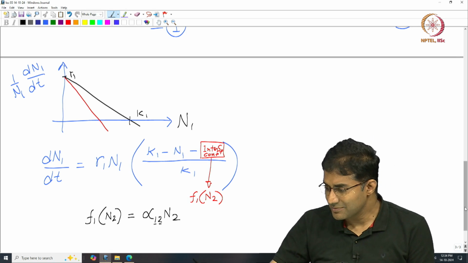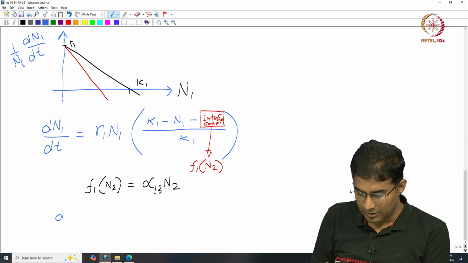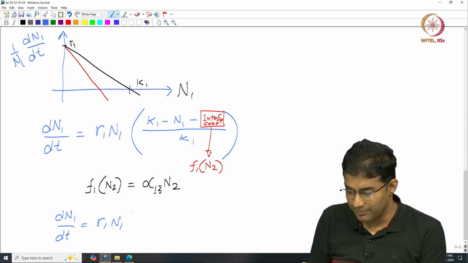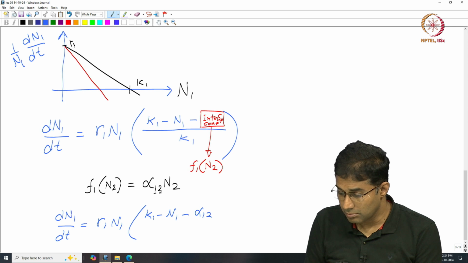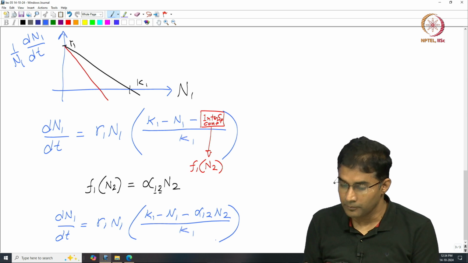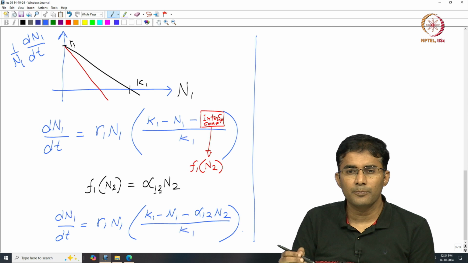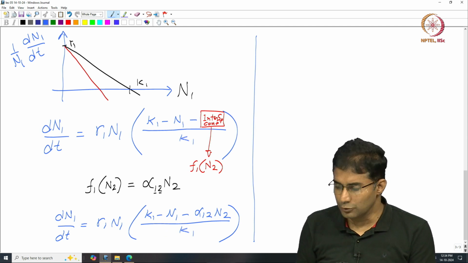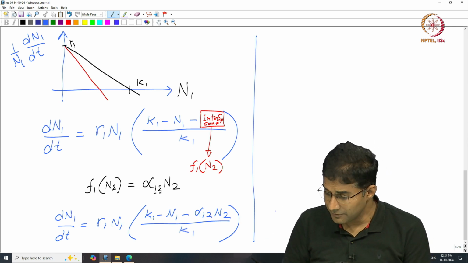Okay. So, with this assumption we can now write down how population 1 grows in the presence of population 2. Right. So, we can do the exact same steps and procedure and arrive at an equation for population 2 as well. So, without repeating all the steps, let me write down the equation.